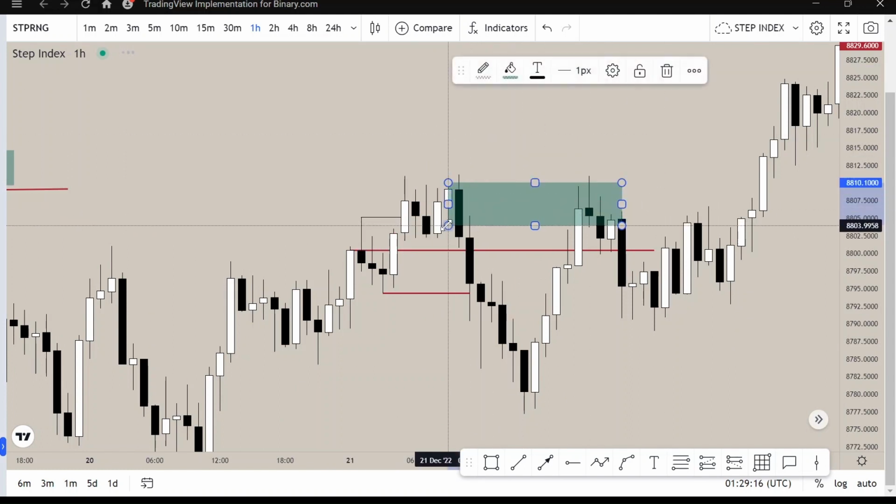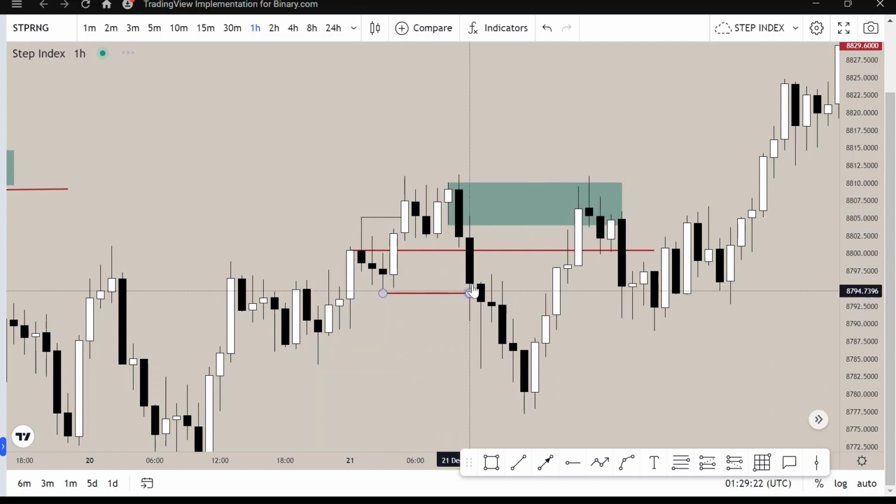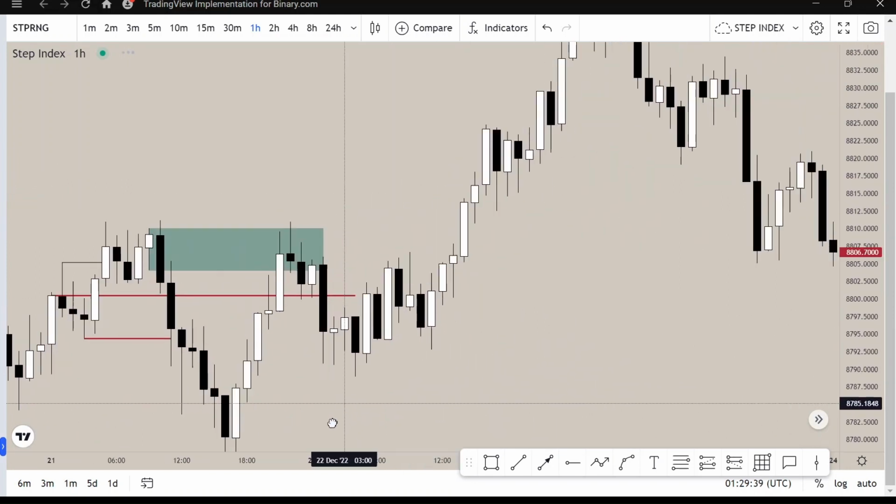The reason why it's called the maximum pain level is because retailers have been manipulated. A lot of pain has been caused to these guys trying to buy from here. Okay, so normally price will come there and give some more reaction. Place your stop loss above the high, get your profit, and you're out.